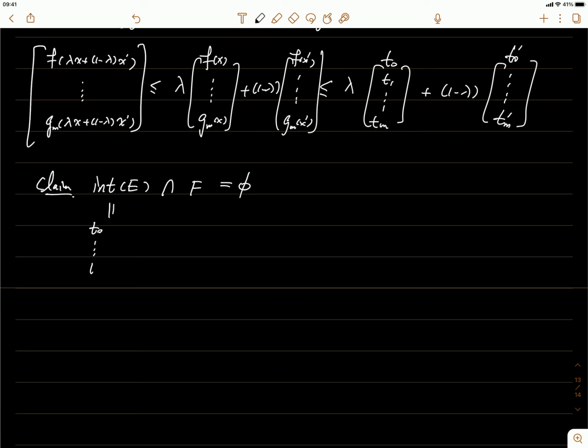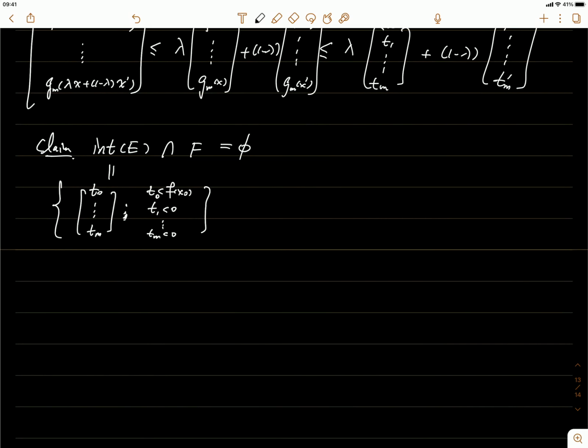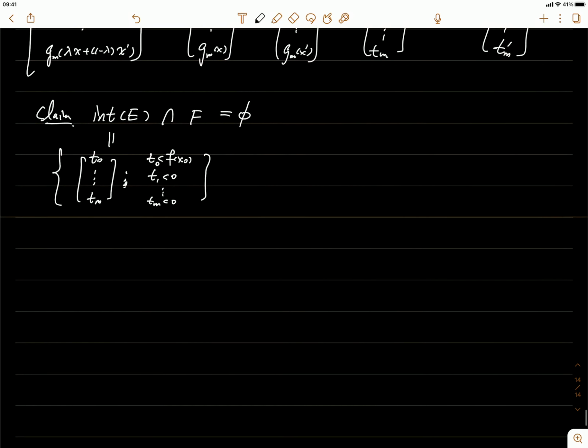T0 to Tm, where t0 is less than f of x naught, t1 is less than 0, tm is less than 0. Okay, so this is the interior of E. I'm going to claim that these two sets do not overlap, because if not, this is the proof of the claim. If not, then there must be some point t.